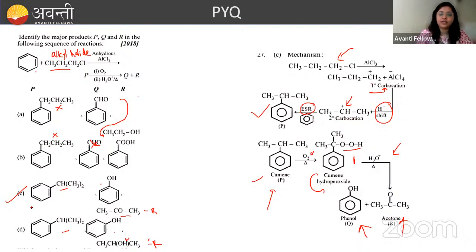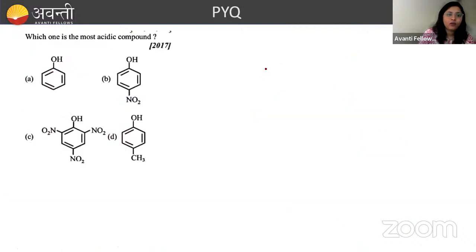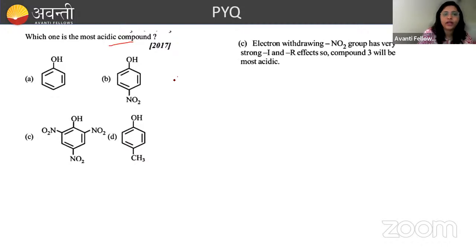We had already seen the reaction going from P to Q. Okay, is everyone understanding? Any doubts? Okay, next question. Which of the following is the most acidic compound? So which will be the most acidic compound here? Which contains electron withdrawing group? C. Yeah, very good. C will be the most acidic. Which shows minus I and minus R effect. So compound 3 will be most acidic.